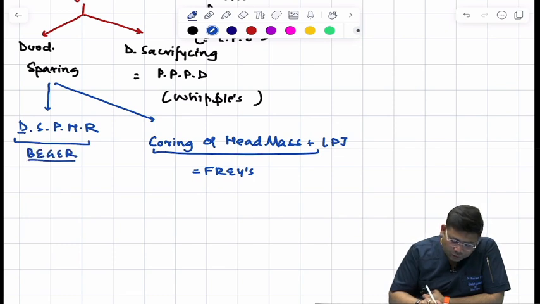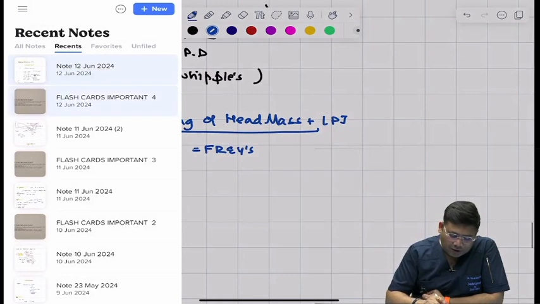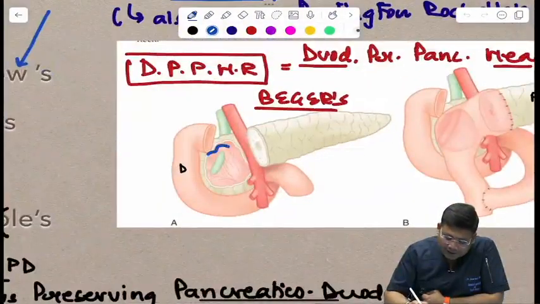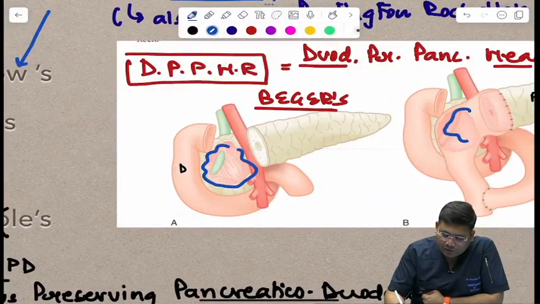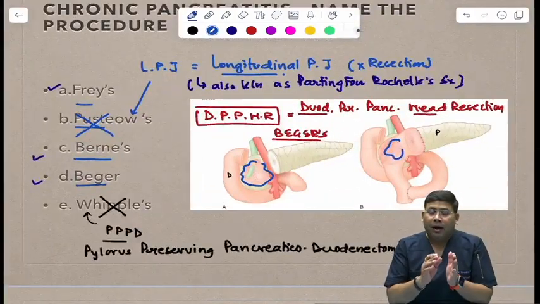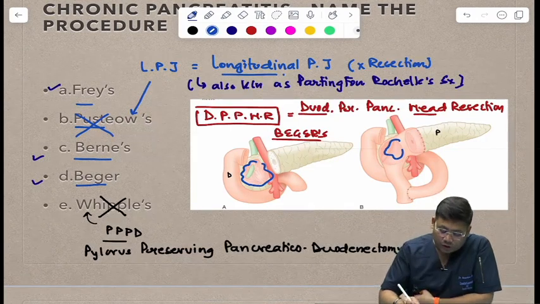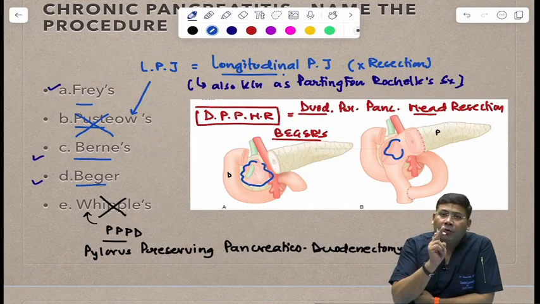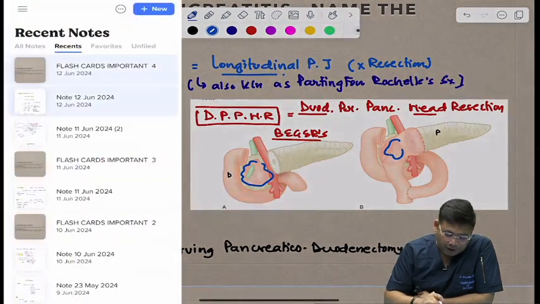पहले तो इतना समझो, the surgery that you are seeing here, we have resected the head mass. Can you see? We have resected the head mass and you have gone for Roux-en-Y pancreatico-jejunostomy. So if the head mass is removed, उसको Beger बोलोगे. अभी Bern पे आएंगे, don't worry.